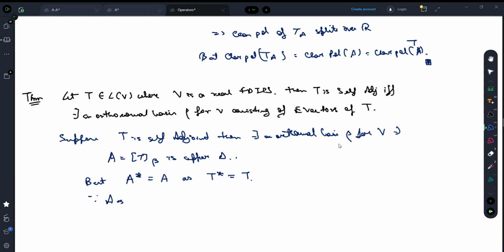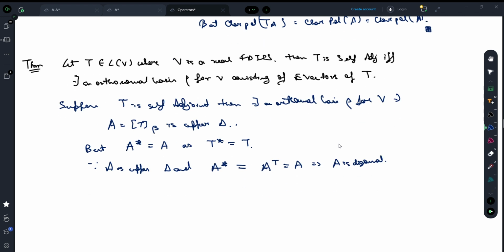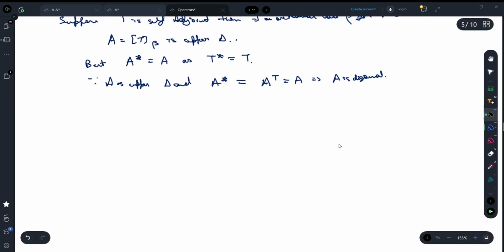Since A is upper triangular and A star, which is simply A transpose because we are talking about real inner product spaces, is equal to A, this simply implies that A is diagonal, right? I guess this part is clear.